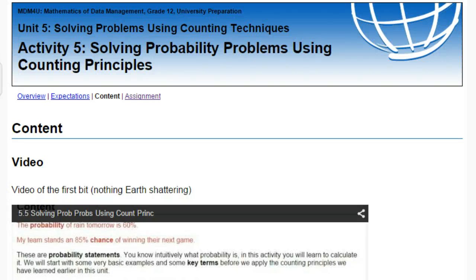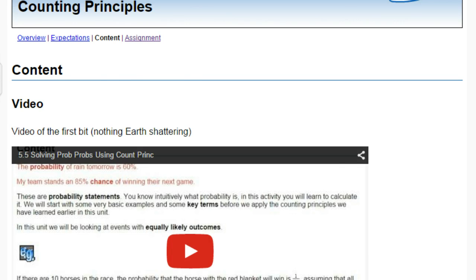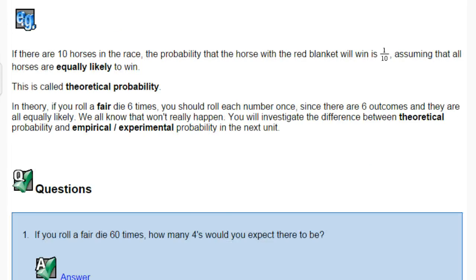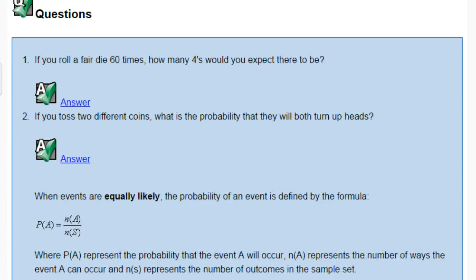Today I'm going to go through Activity 5 in Unit 5, and we're going to take a look at how we solve probability problems using basic counting principles. There's an introductory video that's already on here, and what we are going to do now is take a look at some of the questions that were provided to us.